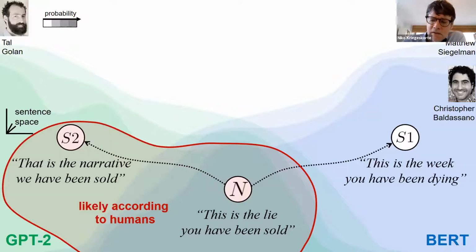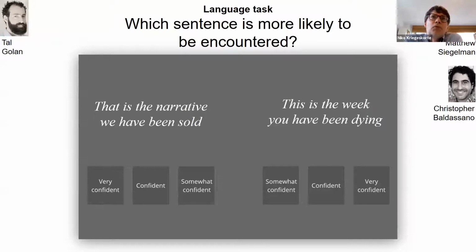So these kinds of sentences were generated, and many of them, and we performed an experiment in 10 sets of 10 subjects each, so 100 subjects in total, with separate replications of the experiment embedded in it. And the subjects were presented with this question for each of the pairs of sentences: which sentence is more likely to be encountered? So in this case, it would be these two synthetic sentences. That is the narrative we have been sold, and this is the week you have been dying, and all 10 out of 10 subjects picked the one on the left. We also got some confidence information there, but I'm not going to be showing you results that use this information. So at the moment, it's just about deciding which one is relatively more likely.